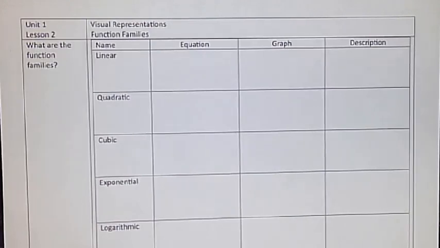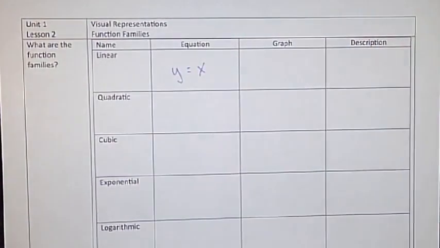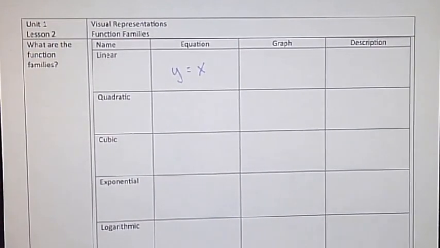For each of the function families, we will look at a sample equation, often called the parent function, its graph, and a description of the function. The linear function, with equation y equals x, is often called the identity function. It also contains the constant function and any other non-vertical line.